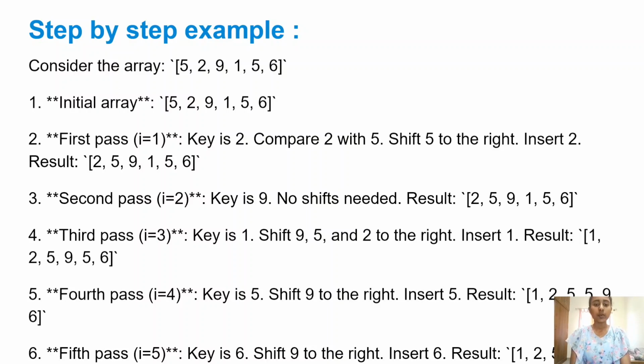Then in the third pass, i equals 3, key is 1. Then shift 9, 5 and 2 to the right. Then insert 1. The result will be 1, 2, 5, 9, 5, 6. Then fourth pass, i equals 4, where key is 5. Then shift 9 to the right. Then insert 5. For fifth pass, i equals 5, where key is 6. Then shift 9 to the right. Then insert 6.